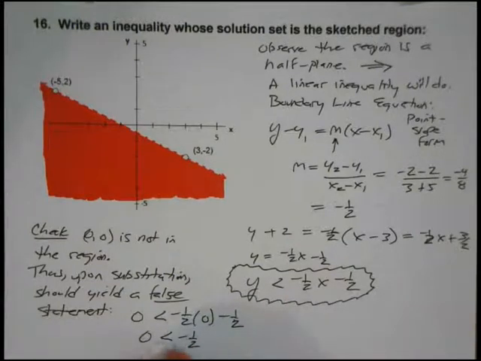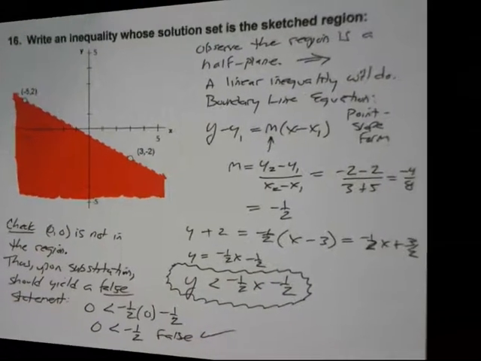No, think of the number line. Negative 1/2 is less than 0, of course, so this is false. But that's just what we wanted to see. That's our check. So this looks pretty good.